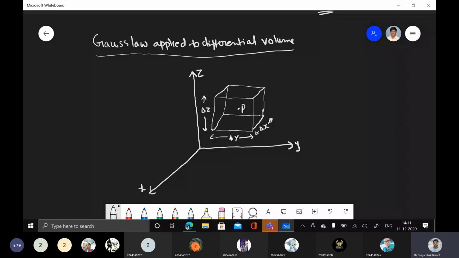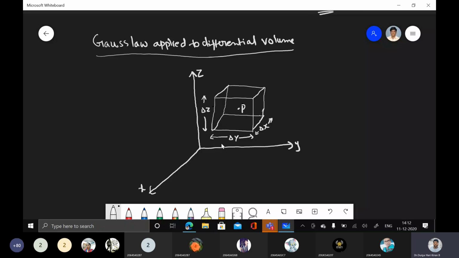Why have I taken this delta x, delta y, delta z? Because see properly, this particular side is parallel to the x-axis, this side is parallel to the y-axis, and this side is parallel to the z-axis. That is the reason I have considered delta x, delta y, delta z. And there is a point P inside this volume.